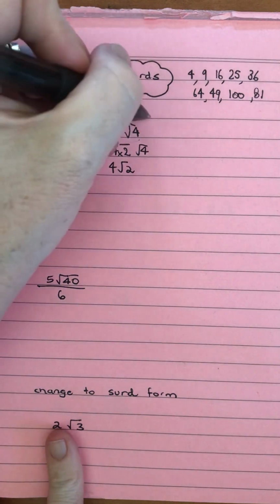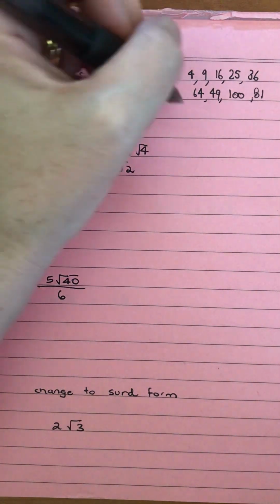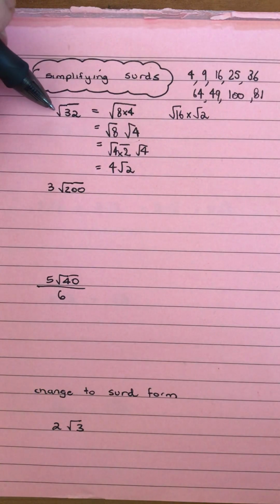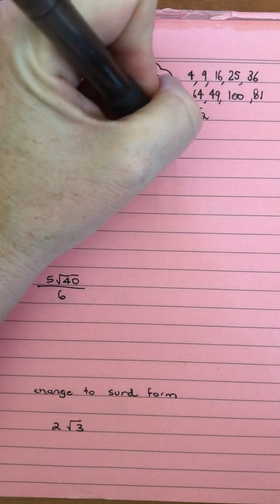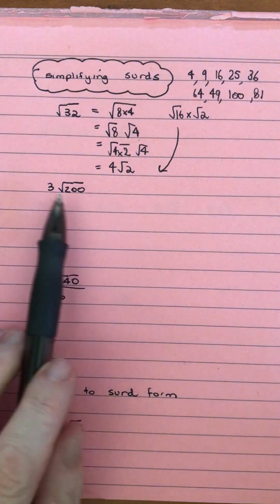So my other option up here, instead of writing 32 as 8 times 4, I could have written 32 as the square root of 16 times the square root of 2, because 16 times 2 is 32, and that would have made my progression much quicker. So look for the highest common factor, or the highest square number that can go into that number.